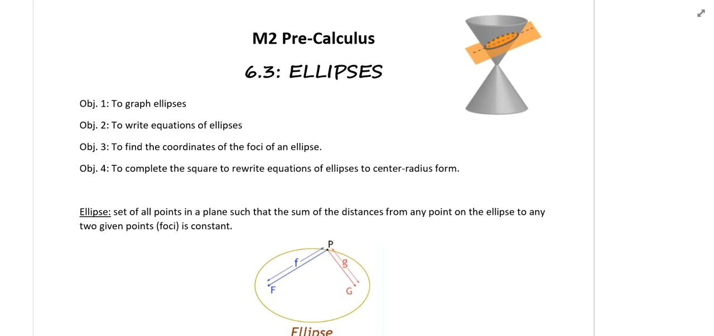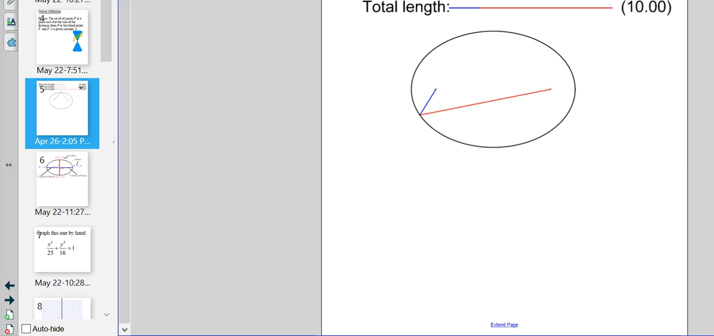An ellipse is a set of all points in a plane such that the sum of the distances from any point on the ellipse to two given points, the foci, is a constant. So here's my one focus, and here's the other one. I've got F and G, and this distance plus this distance is the same as any other two I do. So if I went like this distance added with that distance, that's going to be the same as well.